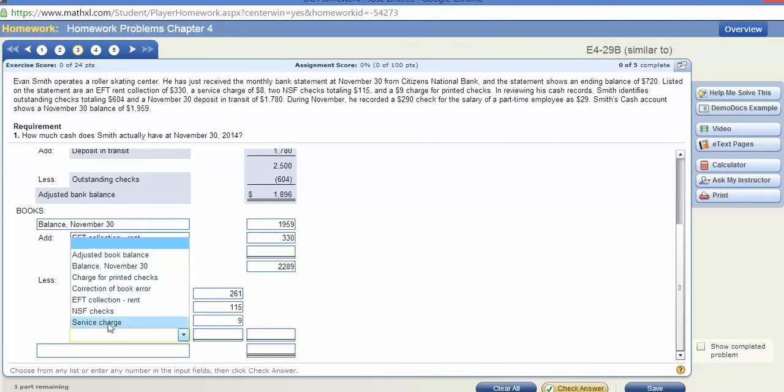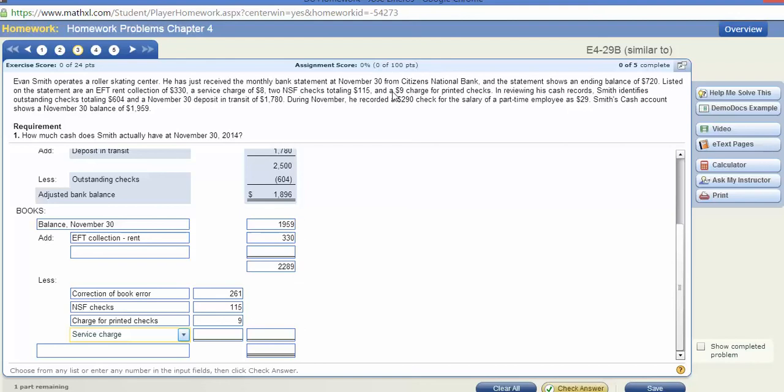Let's see, let's put it in here first. That's for printed checks. That's an NSF service charge of $8. Okay, so now you just take your total deductions, which in this case are 261, 115, and 9, and 8, for a total of 393. And the 393 is the 261, I think I got some math problem here. Hang on. 261, 115, yeah, 393. I don't know why I thought I had it wrong.